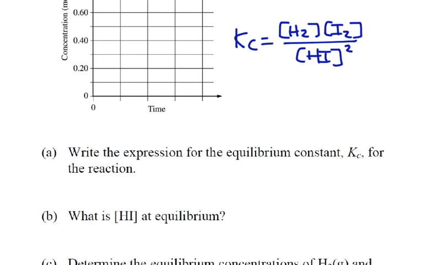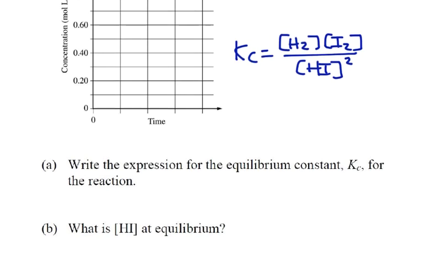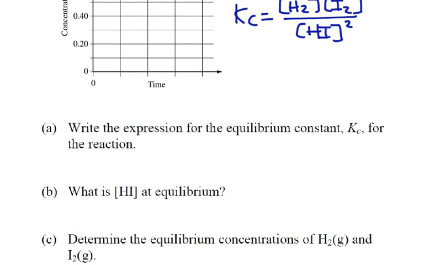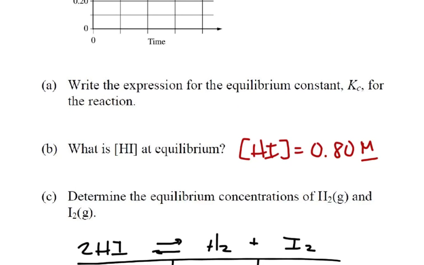Part B, what is the HI concentration at equilibrium? Well, we're actually going to get that just from our graph, and we can see what happens here. We're ending up, so we say, do we know what equilibrium is? Equilibrium is when this thing settles down, so the concentration is 0.80 moles per liter. HI concentration 0.80 molar.